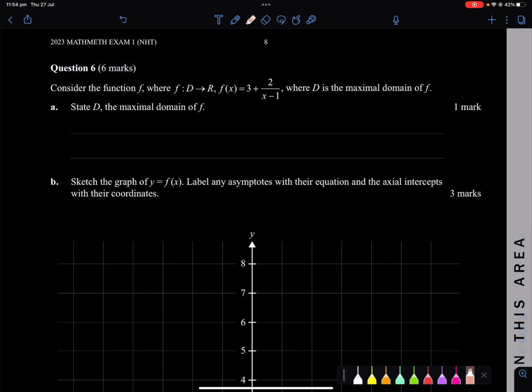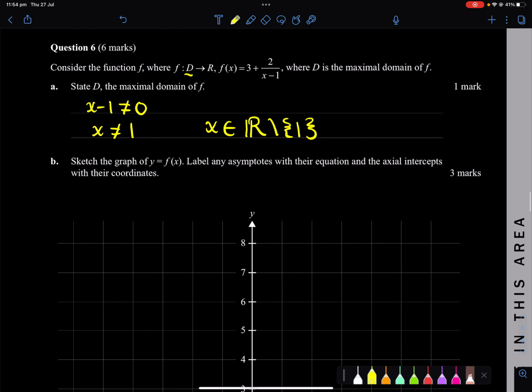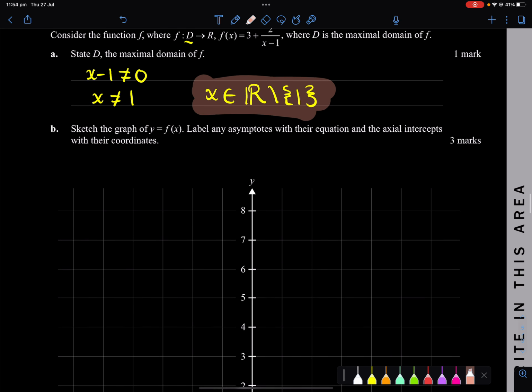Okay. Let's look at question 6. Consider the function f where f of x is this. So it's a rectangular hyperbola where D is the maximal domain. To state the maximal domain, I know for a fact that the denominator, x minus 1, must not equal 0. So x must not equal 1. So we can rewrite this as x is an element of all reals with the exception of 1. That's your domain for this one.